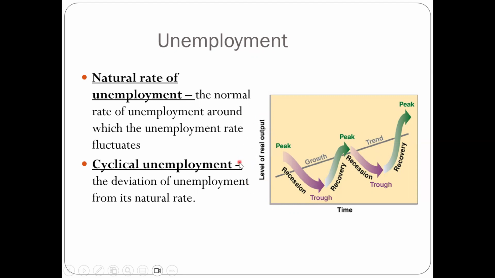So the natural rate of unemployment is the normal rate of unemployment around which the unemployment rate fluctuates. The cyclical unemployment is a deviation of unemployment from its natural rate. So here we take the cyclical unemployment, and it's about the deviation of unemployment from its natural rate. The natural rate of unemployment is the normal rate of unemployment around which the unemployment rate fluctuates. Thank you for listening, and we will continue in the next section.